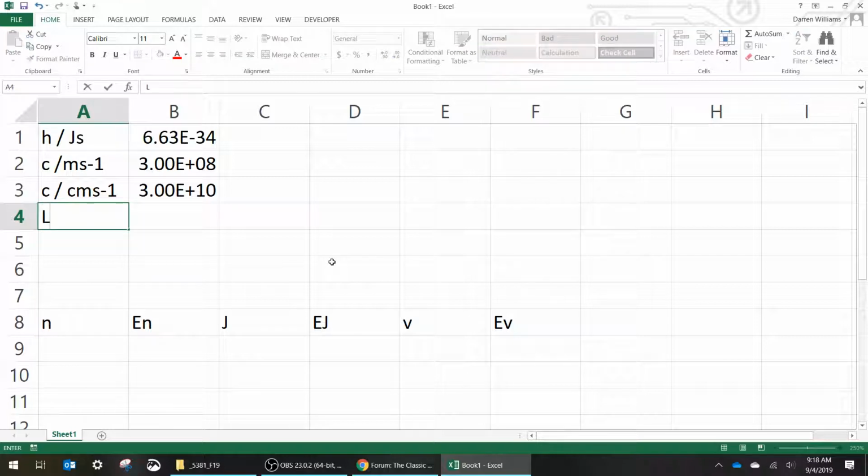What box length do you want to use, guys, for the translational energy? Okay.